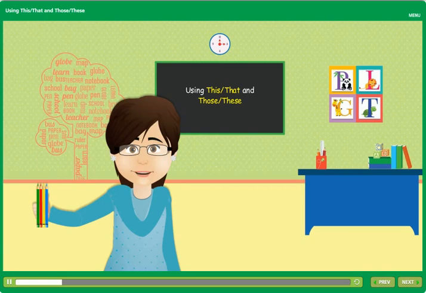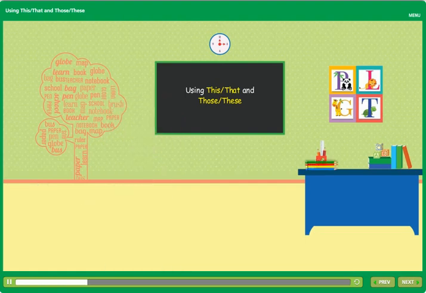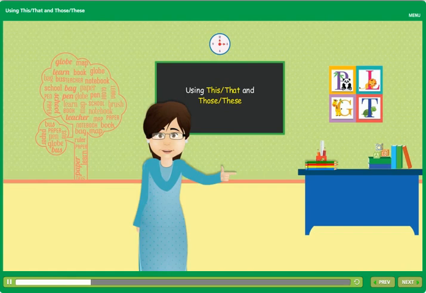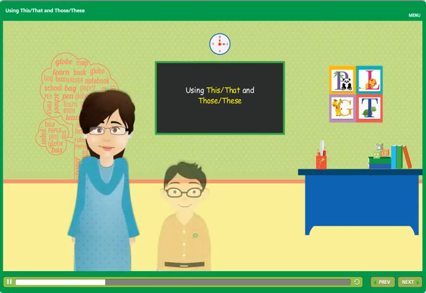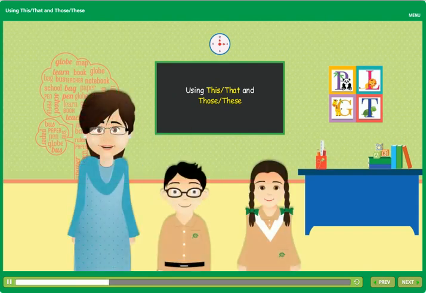So what do we use if there is more than one thing we want to talk about and it is close to us? I have many pencils in my hand, so I will say, these are my pencils. Those are my pencils. Now let's practice. Who wants to be my helper? I will tell you where to stand and then point to something. And you have to say the full sentence.